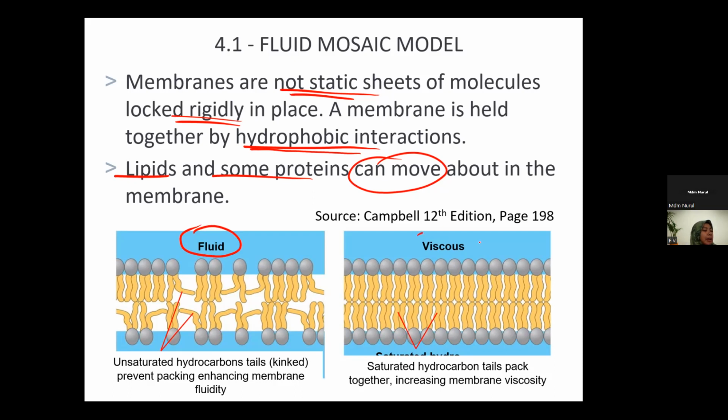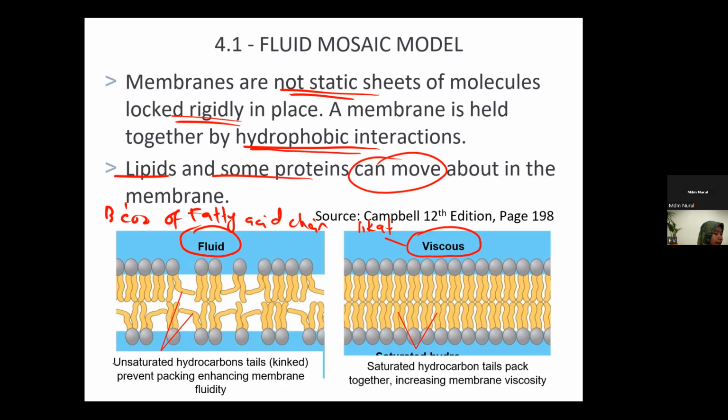And the second one is the membrane is in a viscous condition. Viscous maksudnya sedikit likat. Okay. So apa yang menyebabkan membrane ada yang dalam keadaan sedikit fluid, ada yang keadaan sedikit likat? So that is because of the fatty acid chain. Cuba tengok yang fluid. Kenapa dia agak cair? Membran kita agak fluid, agak lebih bebas protein tu untuk bergerak nanti. Apa yang menyebabkan dia agak cair? Fatty acid dia apa?